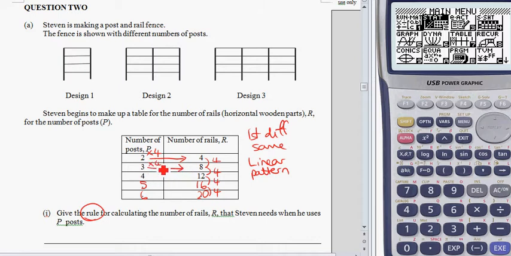We need to times these numbers by 4 and then make an adjustment. So if we check this one, 2 4s are 8, we'd need to minus 4 to get 4. 3 4s are 12, minus 4 gives me 8. 4 4s are 16, minus 4 gives me 12. So I can see that for P posts, I'd have to times by 4, subtract 4, and that would give me the number of rails. The other way to write this would be 4P minus 4. Either of those is fine.